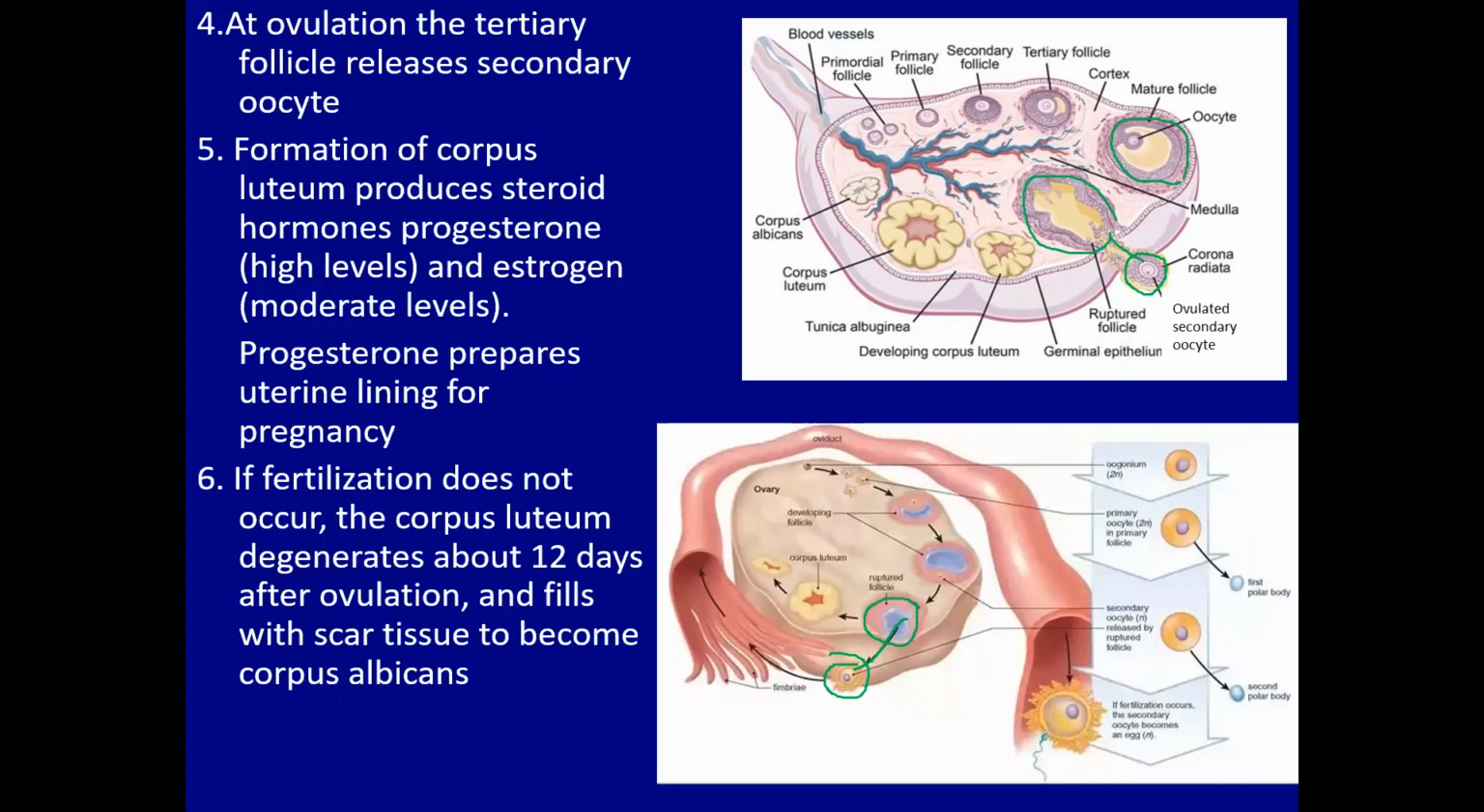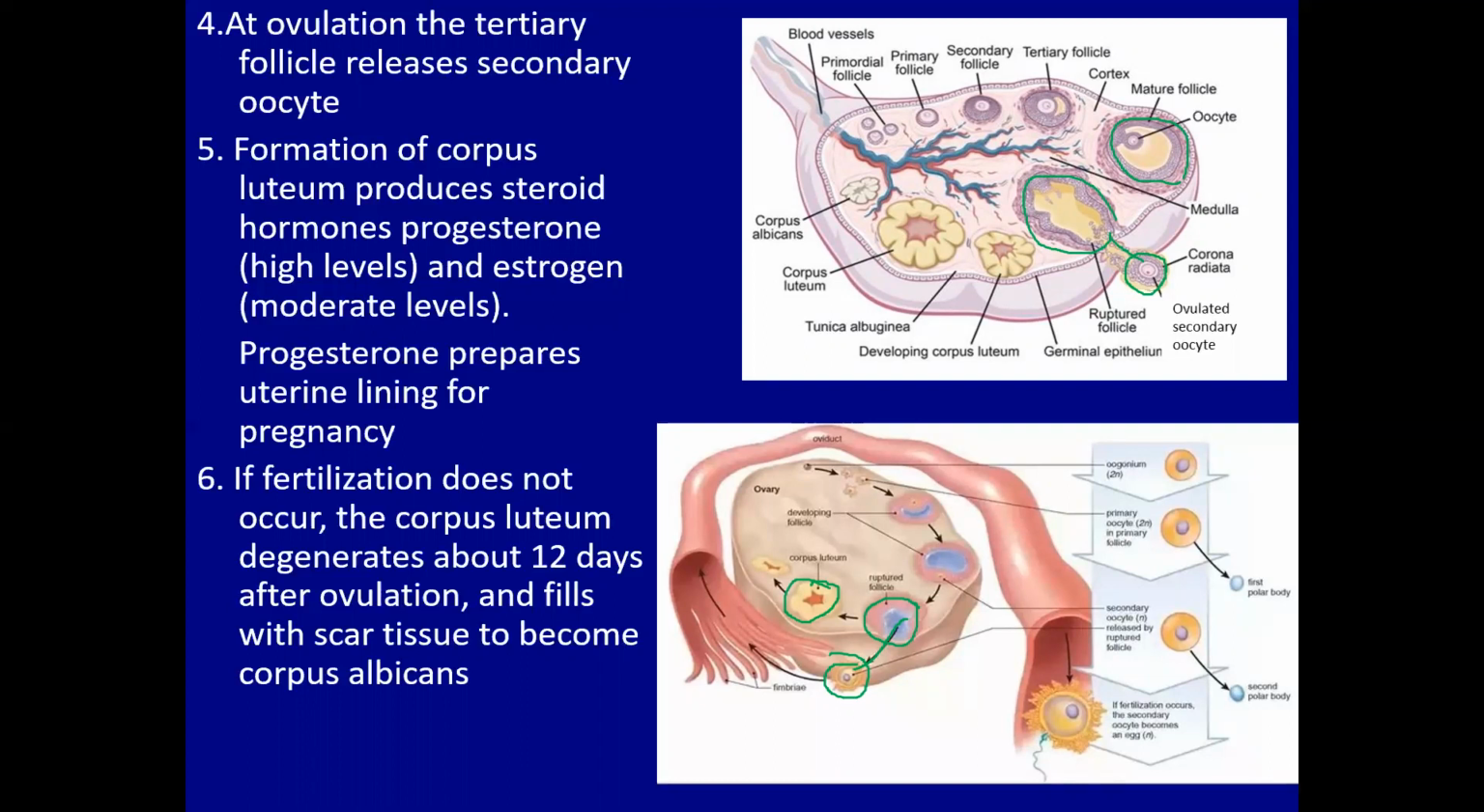Once the oocyte's been ovulated, we have this space left, which was a follicle. And this is now called a corpus luteum. This corpus luteum produces progesterone at high levels, estrogen at moderate levels, and it also produces inhibin. Progesterone is necessary for preparing the uterus for pregnancy, and so oftentimes it is called the hormone of pregnancy.